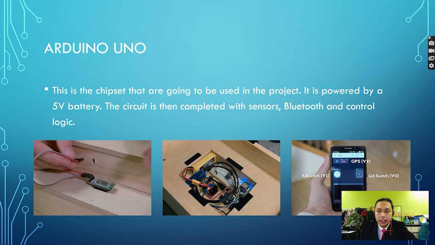The Bluetooth enables the wheelchair to be operated from a phone. Meanwhile, the sensor and GPS track the location of the hospital.